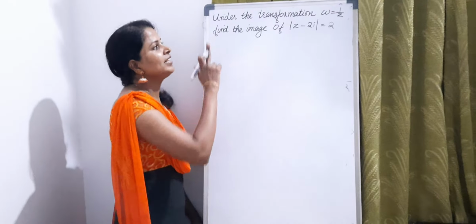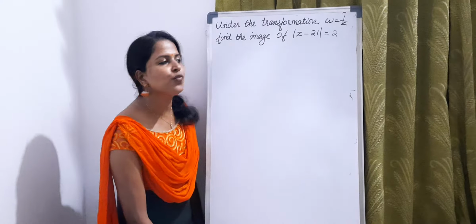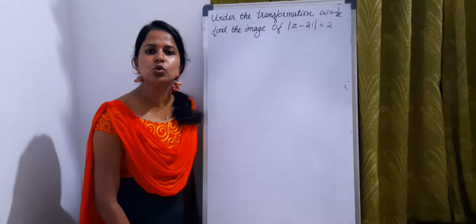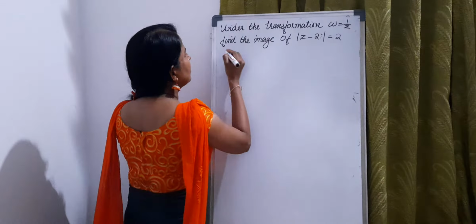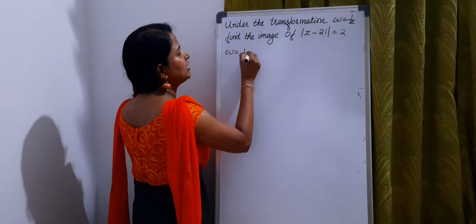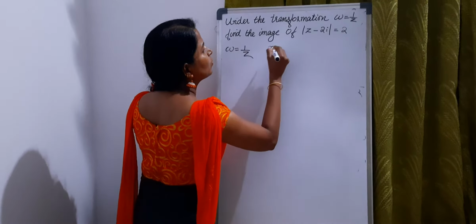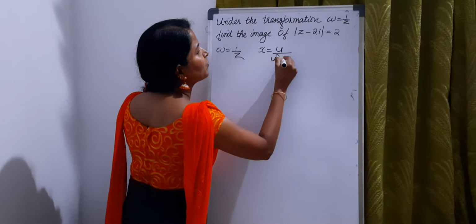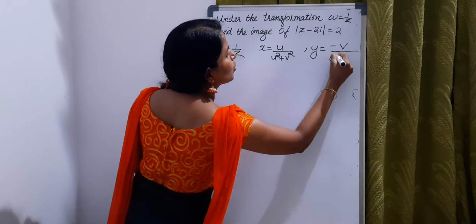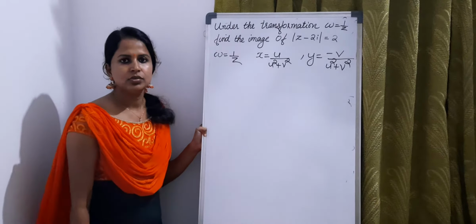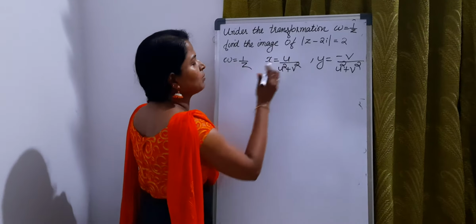Problem. Under the transformation W equal to 1 by Z, find the image of mod Z minus 2i equal to 2. Here the transformation is W equal to 1 by Z. We already proved x equal to u by u square plus v square and y equal to minus v by u square plus v square.